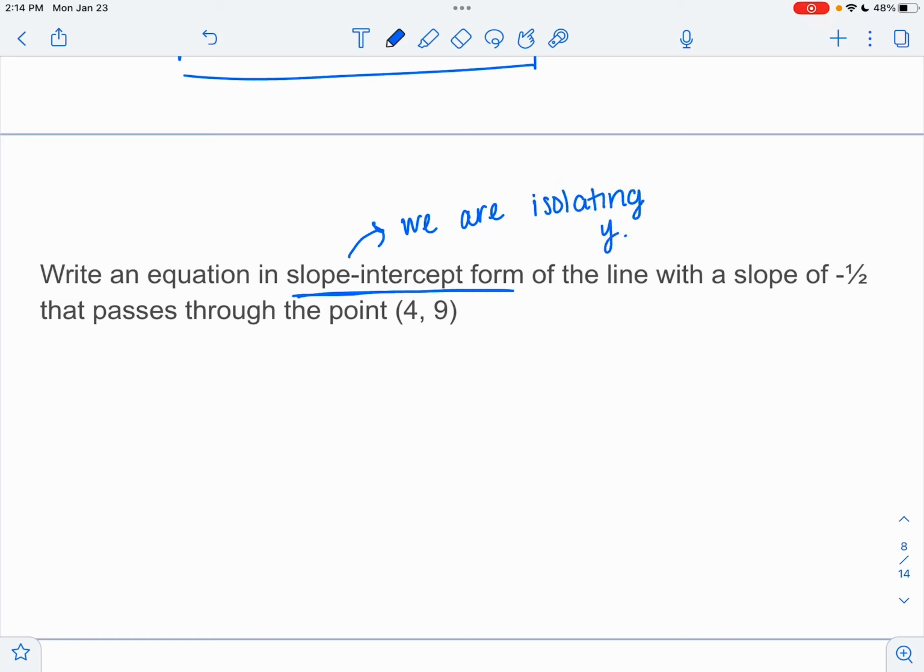So it's going to start very similar, or it's going to look very similar to our previous problem, at least initially, where we state what m and what x1 and y1 are, and we write our point slope formula.